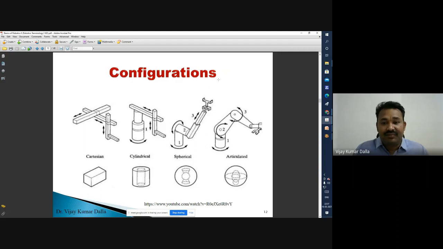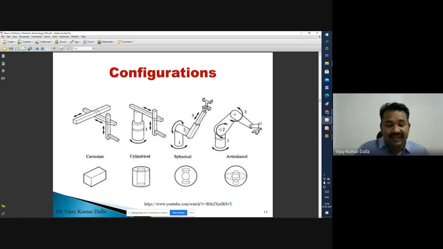Configurations means position plus orientation of the manipulator. So basically there are four configurations: Cartesian, cylindrical, spherical, articulated. And the below figures represent workspace of these configurations. Like for Cartesian, the workspace will be of either square or rectangular.